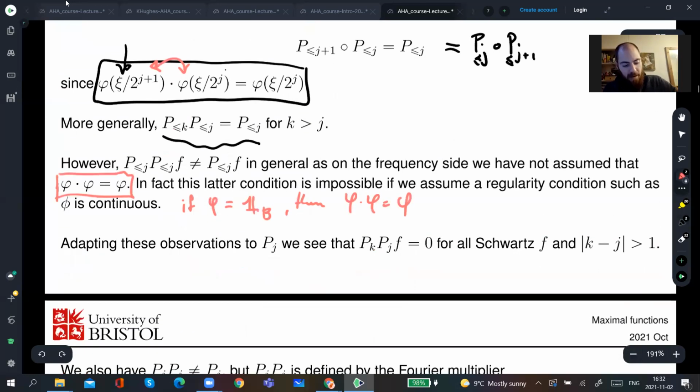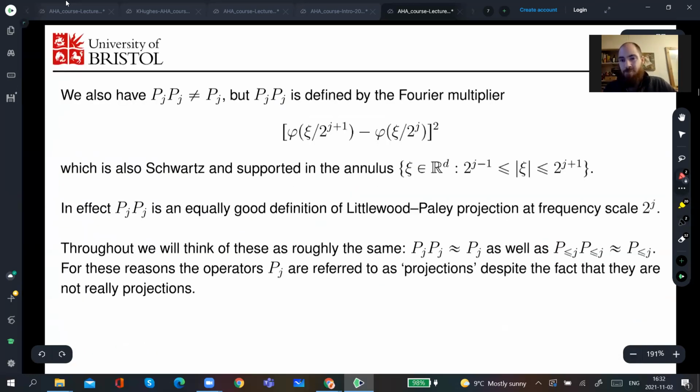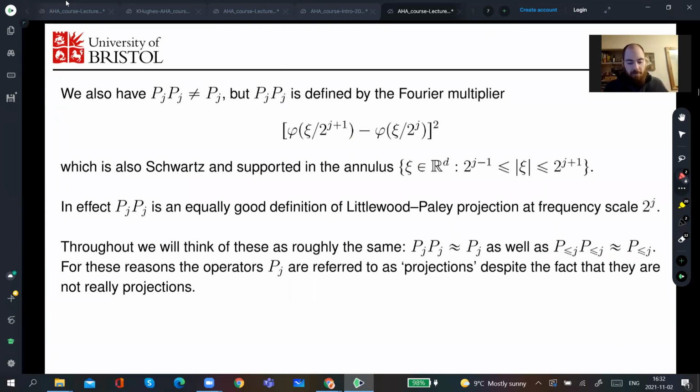Great. But for all intents and purposes, it's pretty harmless for us. You get something that is almost as good. And in itself, I could have started, instead of with phi as my defining multiplier, instead with phi squared. And that wouldn't have harmed anything. That could have been my other system of Littlewood-Paley multipliers of projections. So you should think about it as roughly being the same, morally being the same, but not quite the same. And that causes a few very minor technical wrinkles.